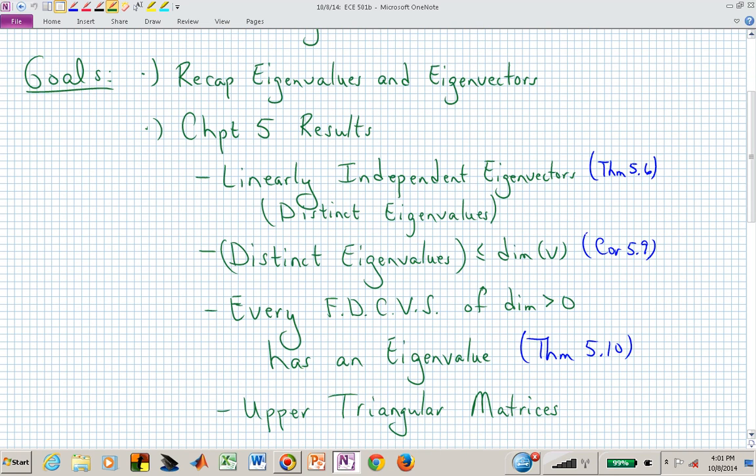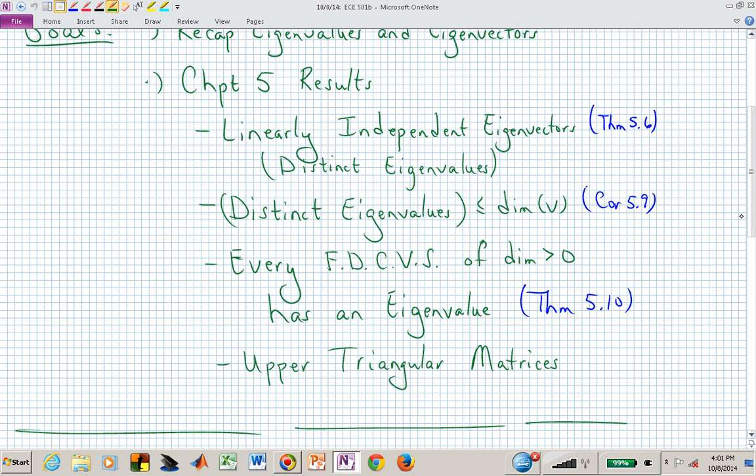We want to continue today with chapter 5, and last time we presented theorem 5.6, which was dealing with distinct eigenvalues and what you know once you have a linear operator that has distinct eigenvalues. Then you know that you have a set of linearly independent eigenvectors associated with each of those distinct eigenvalues.